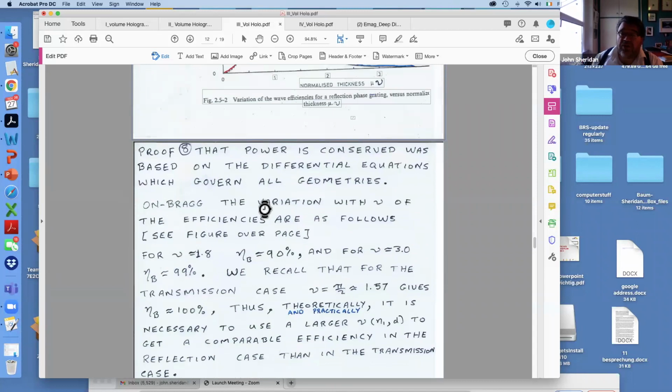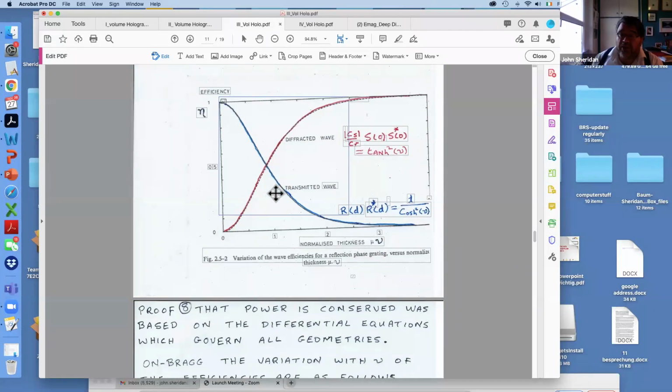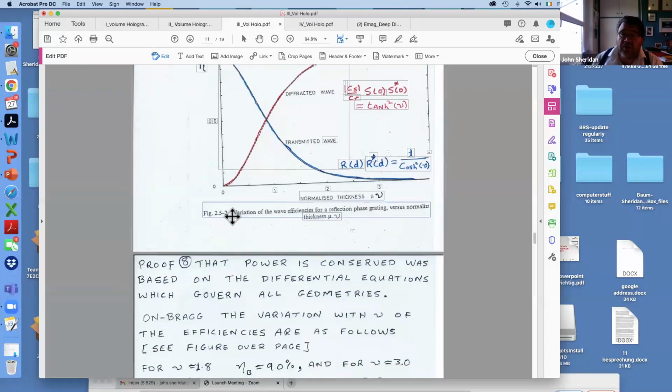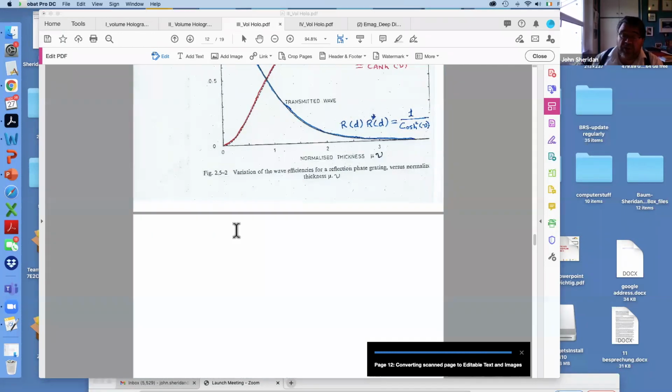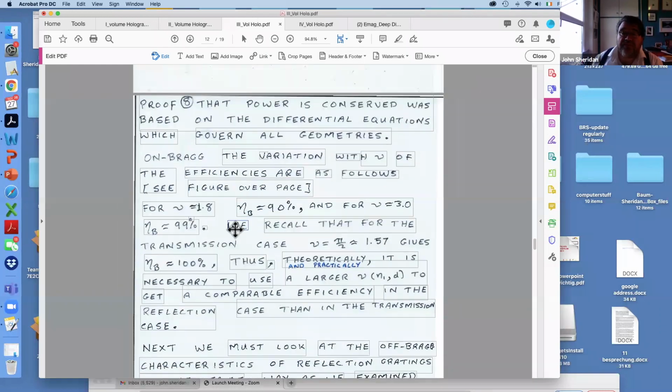Proof that power is conserved, so that the sum of the red and the blue here always gives you 1, was based on the differential equations which govern all the geometries. We've already given that proof, and the proof we've given is true for transmission and for reflection gratings. It's simply based on the actual form of the differential equations.